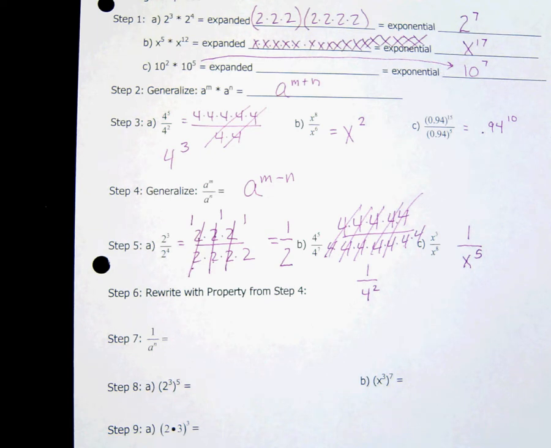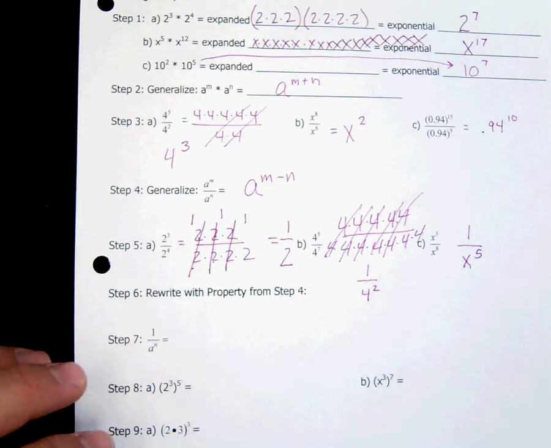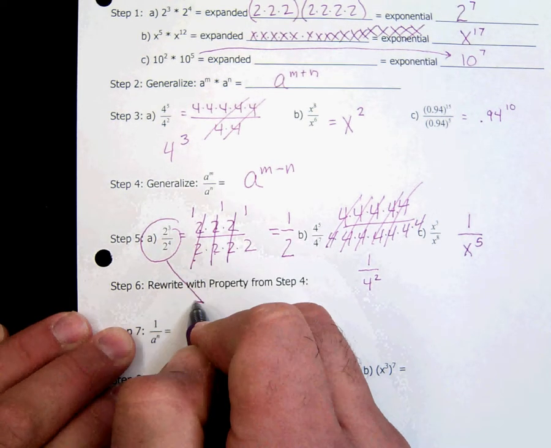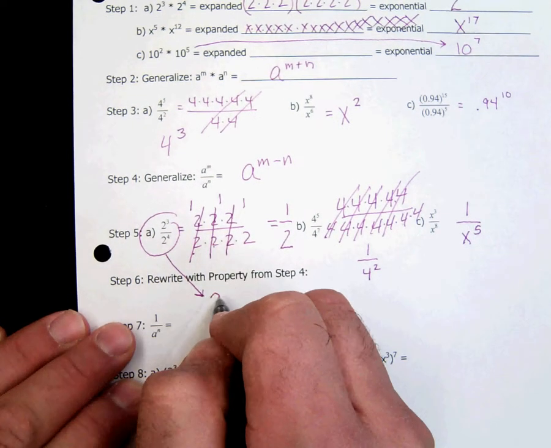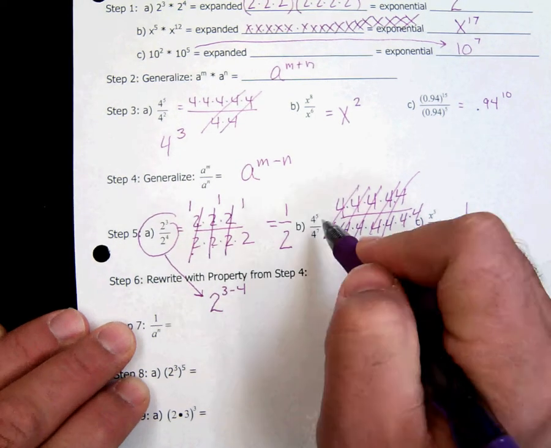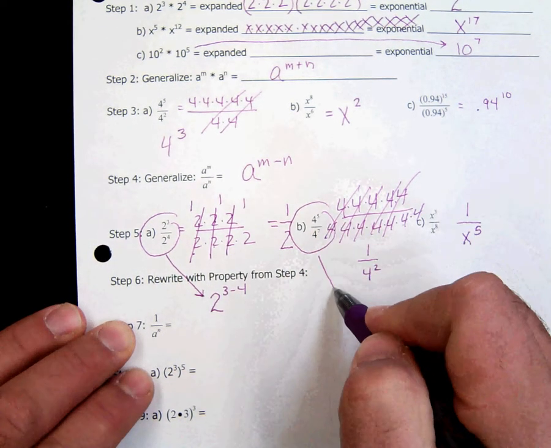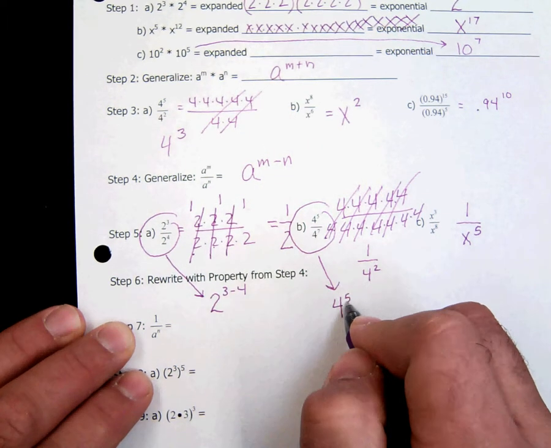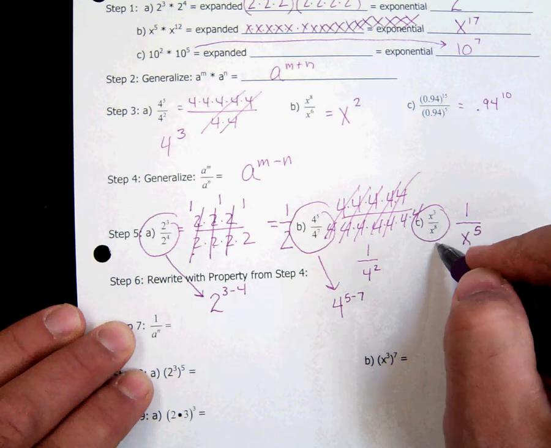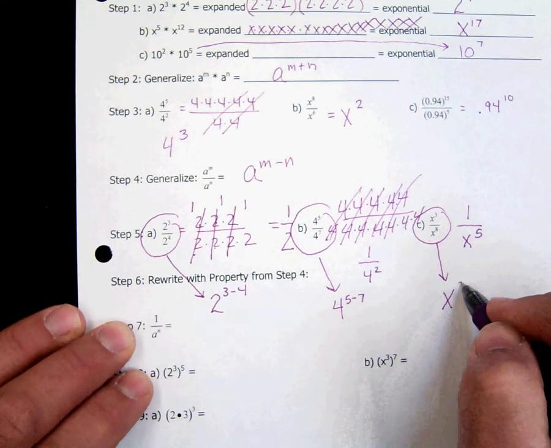Now, step 6, they want you to sort of come up with that fact by using the property from step 4. For example, in A here, using step 4's property, this would be 2 to the 3 minus 4. B would be 4 to the 5 minus 7. And C would be x to the 3 minus 8.